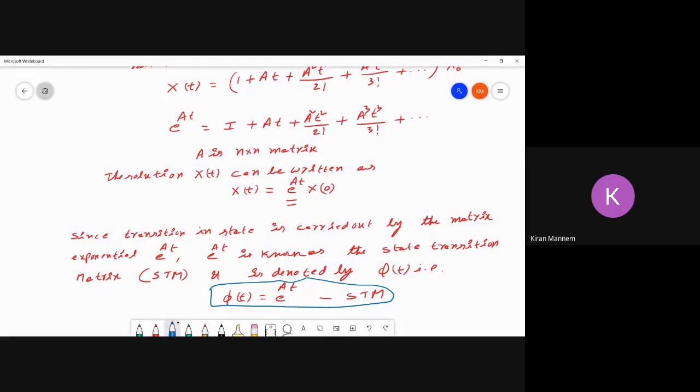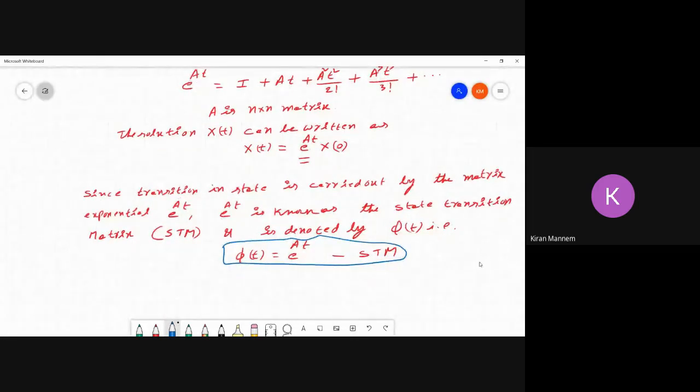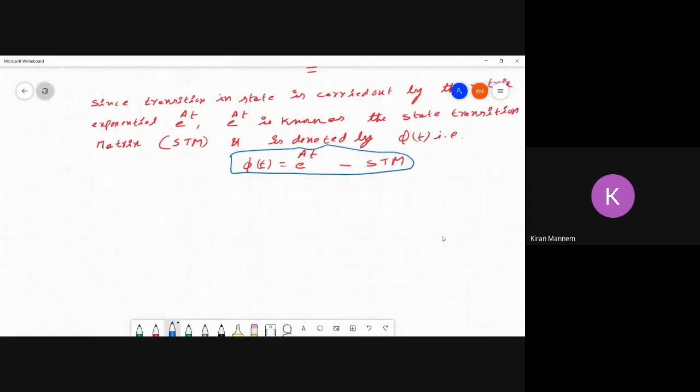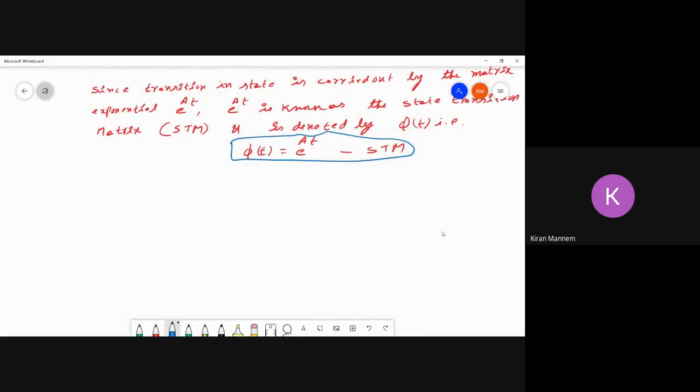Now let us look at the solution of non-homogeneous state equation. So this is the homogeneous equation, that is without forcing function. We got the solution x of t is equal to e power at into x of 0, where e power at is known as state transition matrix. So let us look at the solution of the non-homogeneous state equation.